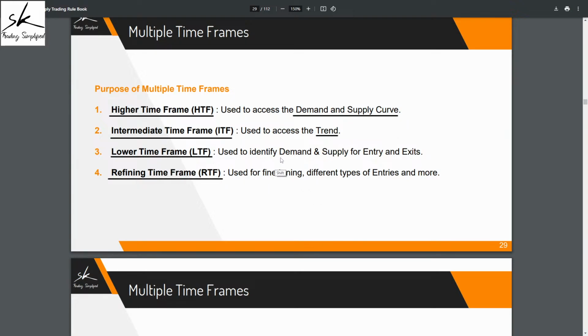On the lower time frame, we identify areas of demand and supply for our entries and exits. And the refining time frame can be used for multiple purposes like fine tuning the zone, different kinds of entries like your type 2, type 3 entries, or in case I need to apply some additional rules, that is also where this time frame can help us.